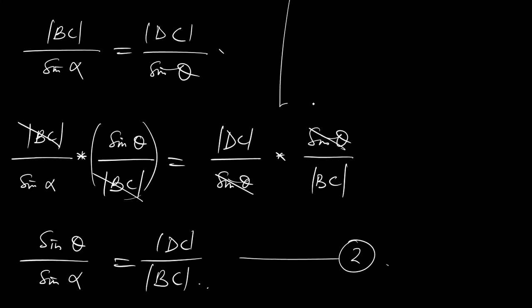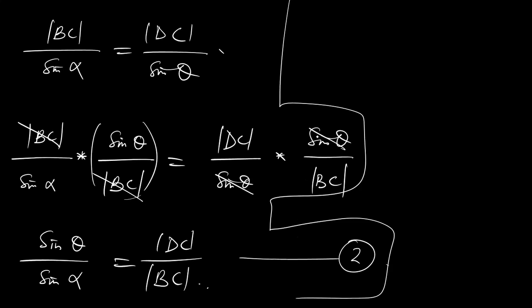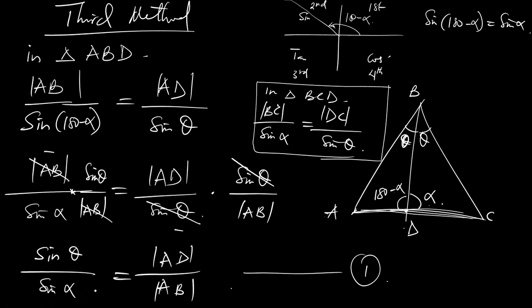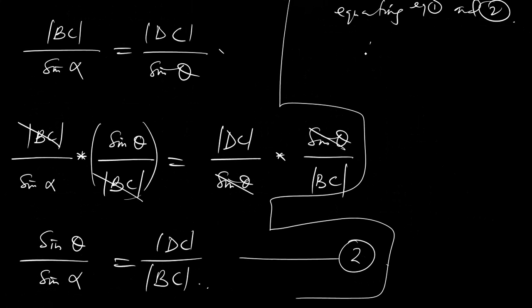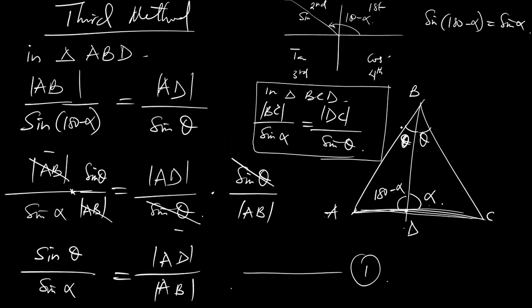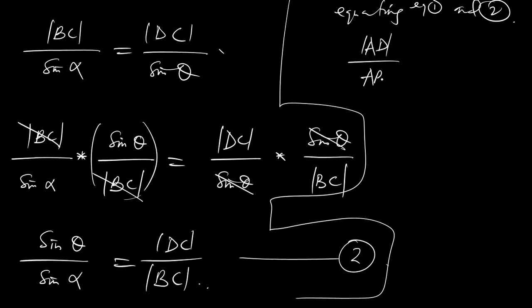Now let me say, equating equation 1 and 2. When you check, equation 1 and 2 are the same, because sine theta all over sine alpha is the same thing here. So that means AD all over AB is equal to DC all over BC.